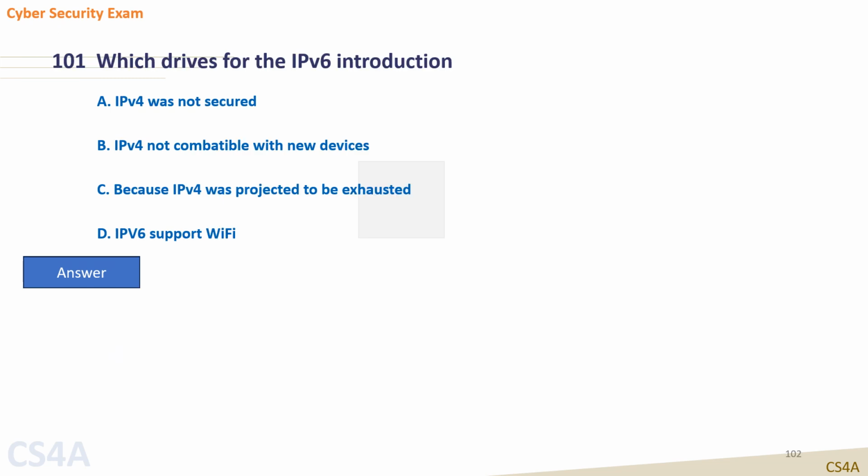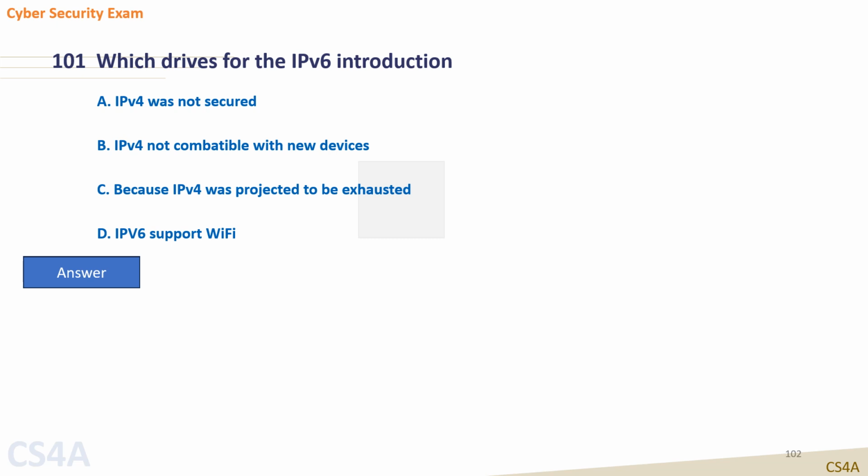So here the first question is which drives the IP version 6 introduction. The options are: IP version 4 was not secured, IP version 4 was not compatible with new devices, because IP version 4 was projected to be exhausted, and IP version 6 supports Wi-Fi. So the question is, what is the main cause for the IP version 6 introduction?